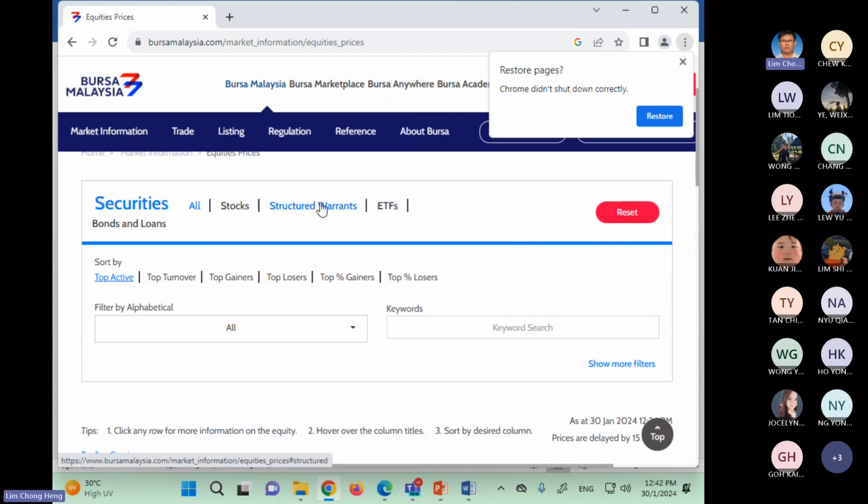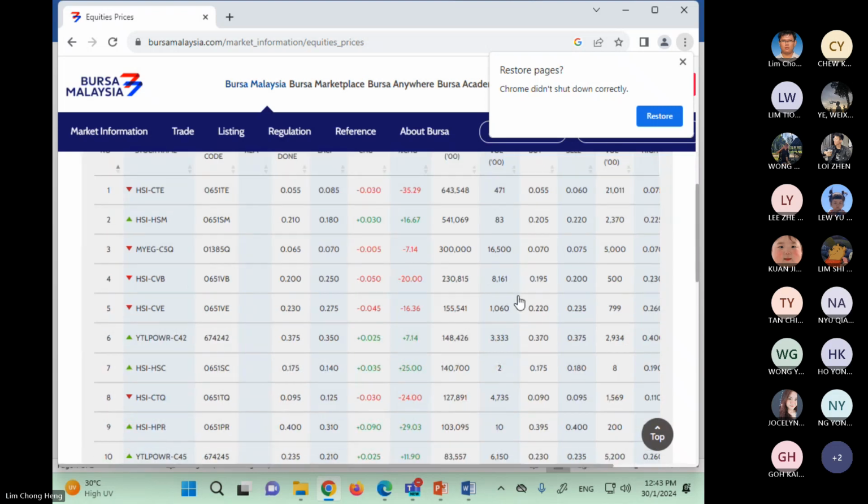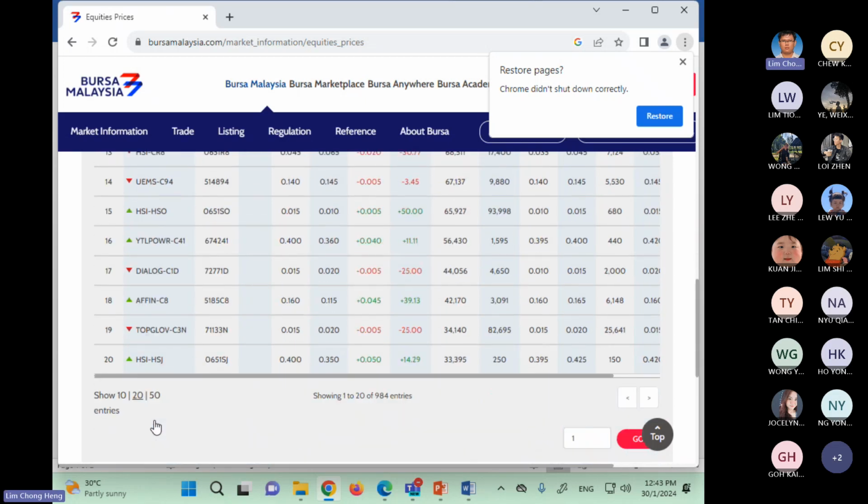If you want to find the shortcut, you go to the structured warrants first. In Malaysia, we call the option a structured warrant. In the structured warrants, you can see YTL Power C42. That means C is a call option. Hash here is a put option. And then we still have one more, which is W.